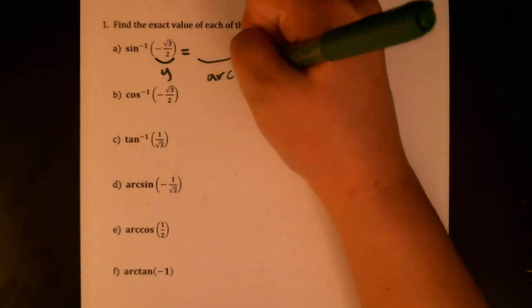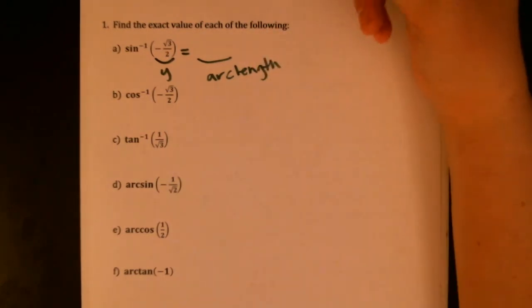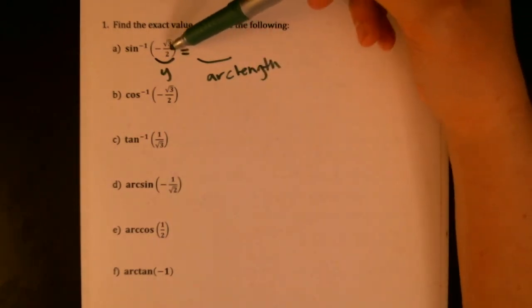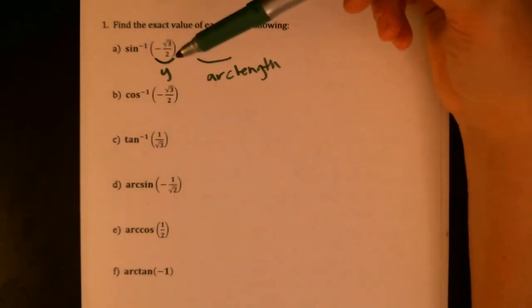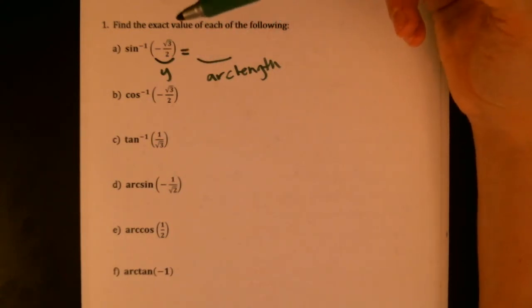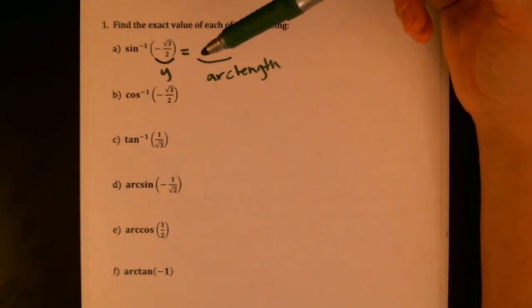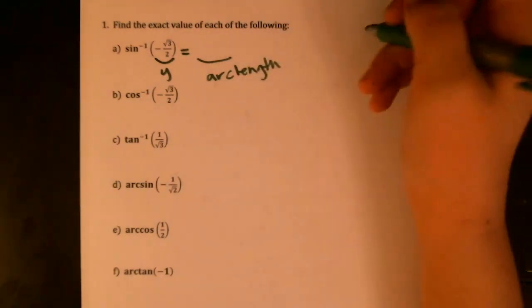So the question here, and you want to just train yourself to ask this, is: what arc length will give me a y coordinate of -√3/2? But really there's more to it. That was the simple way to say it, just to make sure you're understanding. The full statement is: which arc length between -π/2 and π/2 will make my y value -√3/2?